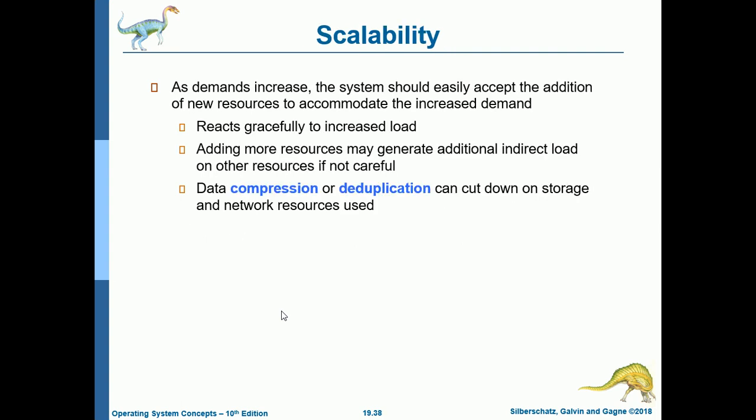So next we have scalability. As demands increase, the system should easily accept the addition of new resources to accommodate the increased demand. So it reacts gracefully to the increased load. Adding more resources may generate additional indirect load on other resources if not careful. So data compression is for the data to occupy less space, or deduplication, removing duplicates, can cut down on storage and network resource use.